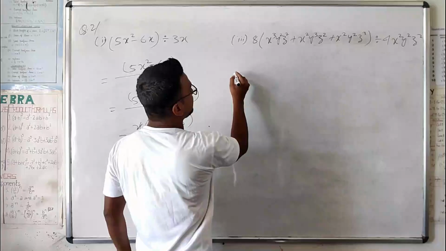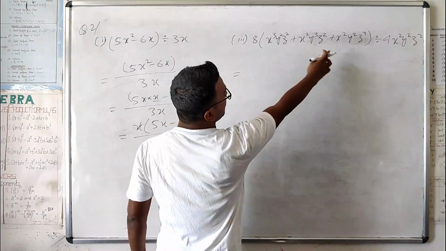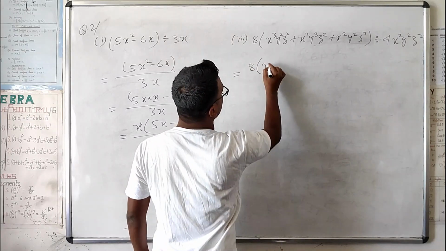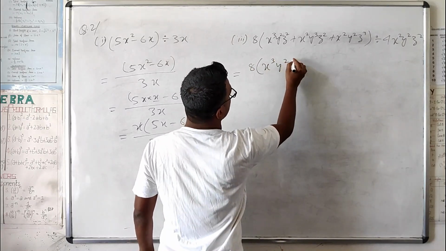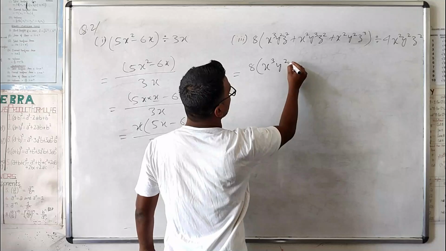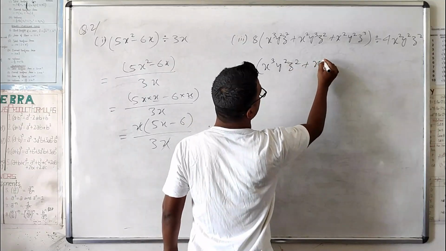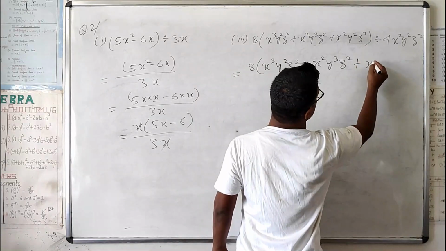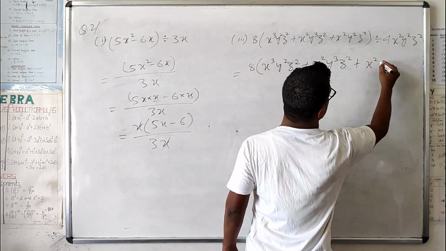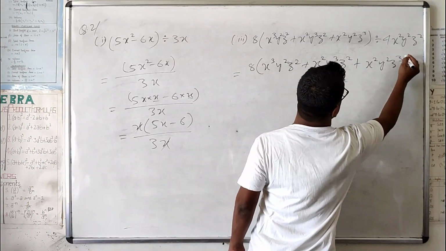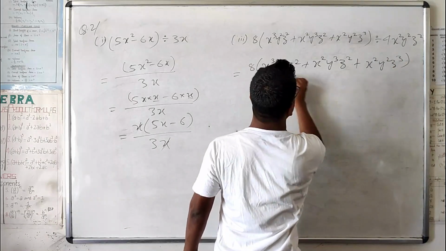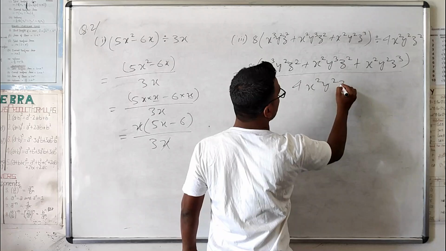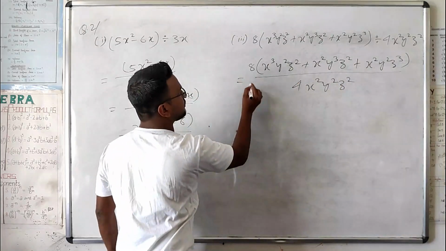We'll see one more here. Here it is given this polynomial divided by this monomial. So you can write this one, x into x cube y square z square plus x square y cube z square plus x square y square z cube, divided by 4x square y square z square.